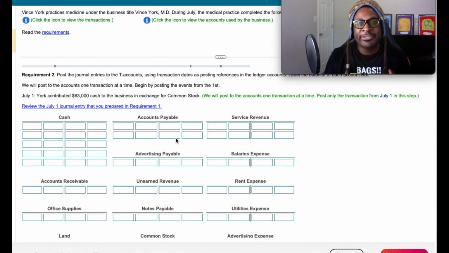So now we move on to the second requirement for this particular problem, which entails posting those transactions that were recorded in the journal into the ledger. Ledger meaning we're dealing with our T accounts now, gang. For each individual transaction, we have to post the proper amounts based on our previous correct journal entry.